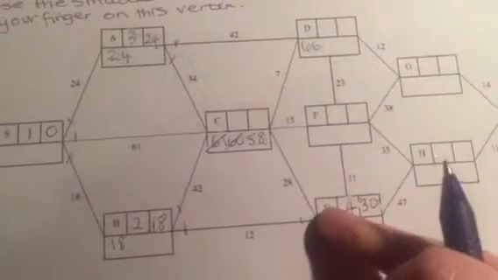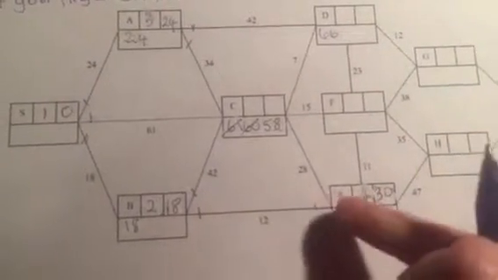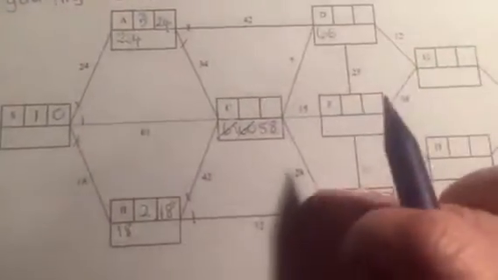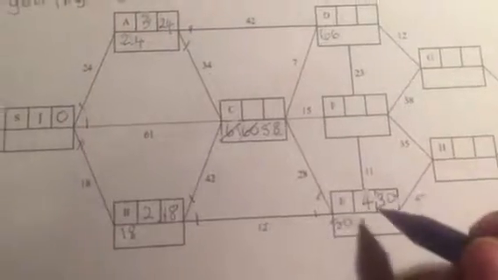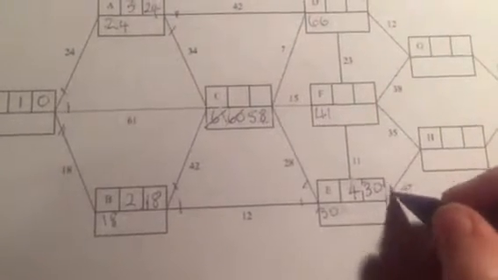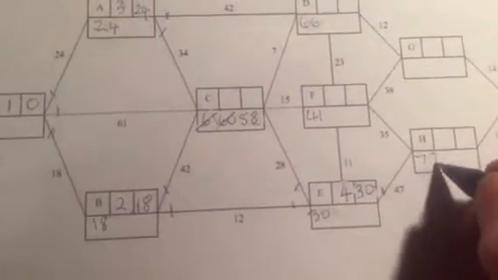And I put my finger on here. I check that way, that's permanent. 30 and 28 is 58. I've already got a 58 there. 30 and 11, that's 41, goes in there. 30 and a 47, that's 77, goes in there. And I keep following that process.